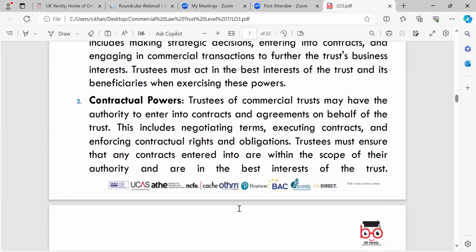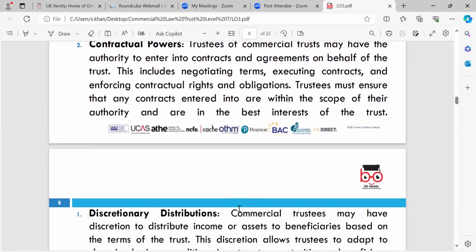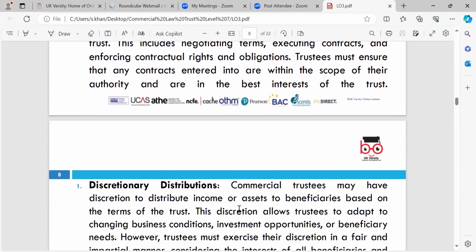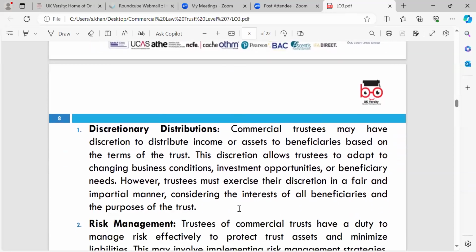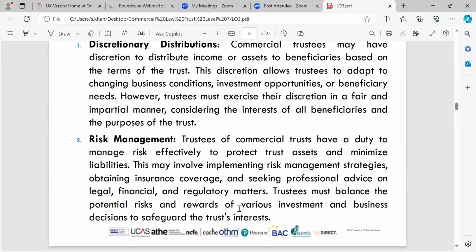Then we looked at contractual powers. Trustees of commercial trusts may have the authority to enter into contracts and agreements on behalf of the trust. This includes negotiating terms, executing contracts, and enforcing contractual rights and obligations. Trustees must ensure that any contracts entered into are within the scope of their authority and are in the best interests of the trust.